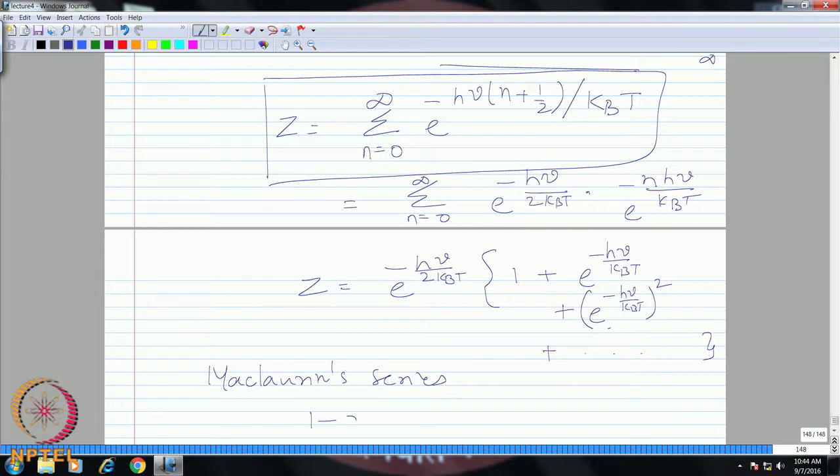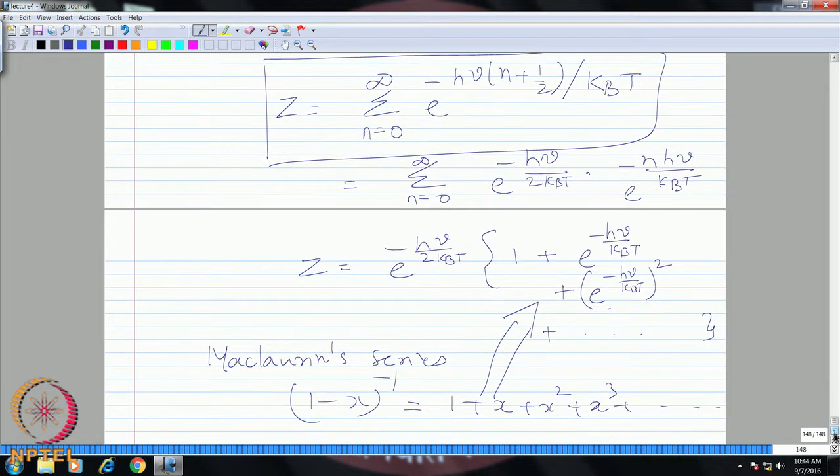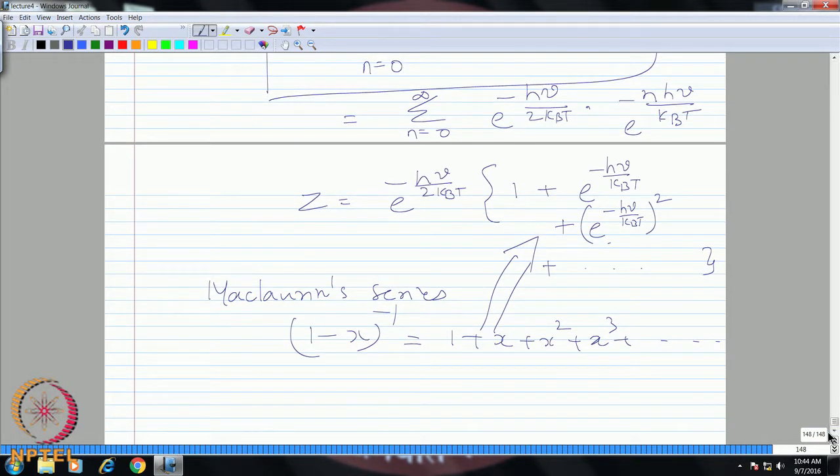So, you have (1 minus x) inverse, which can be expanded as 1 plus x square plus x cube and so on. You can therefore compare this series expansion to the Maclaurin series. So, therefore, we can write z in terms of e power minus h nu by 2 k b t, and from the Maclaurin series, this entire right hand side is equal to this.